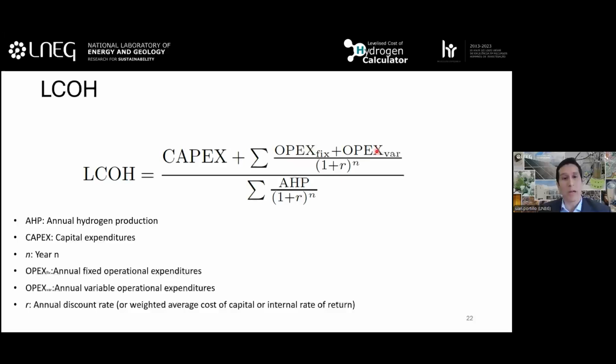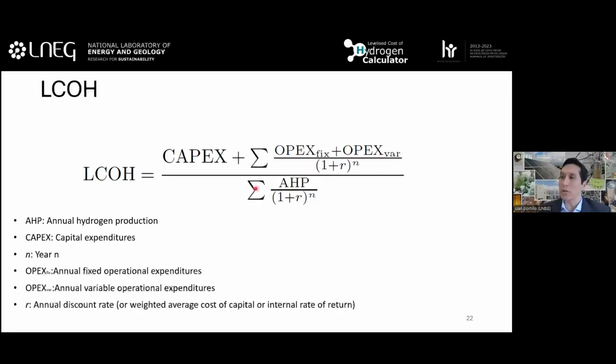We have another variable operational expenditure that is the stack replacement of the electrolyzers, which is an important part in this overall levelized cost of hydrogen. In that sense, we have split this variable operational expenditure into water, electricity, fuel, and also we have the stack replacement costs. Because they vary on time, the replacement of the stack is not done every year, for instance. It depends on the technical characteristic of the stacks and the degradation rate of the stack.